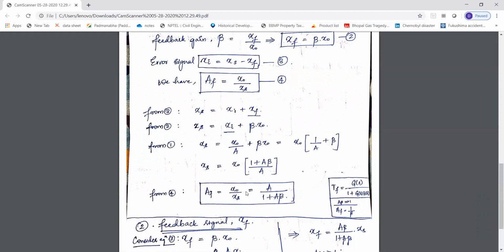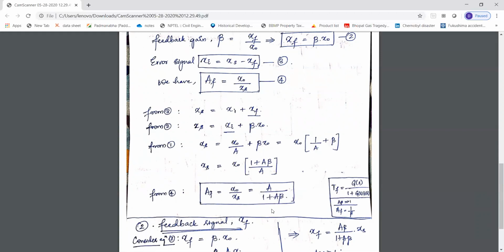So this equation is similar to the equation of the transfer function that you study in control system subject. For any system, the transfer function is written as g of s by 1 plus g of s into h of s, isn't it? So this is similar to the equation of the transfer function. All right.